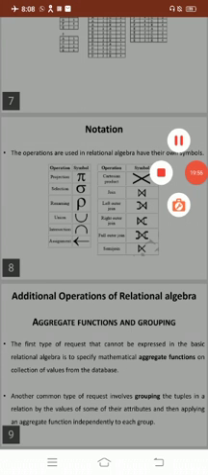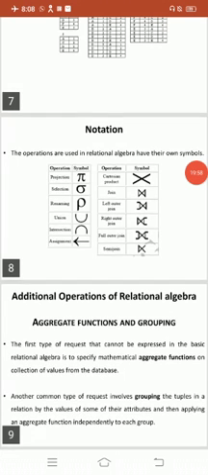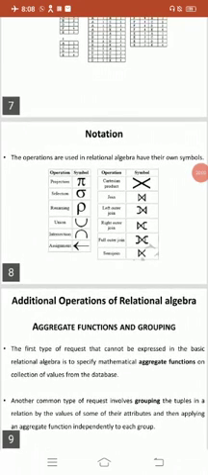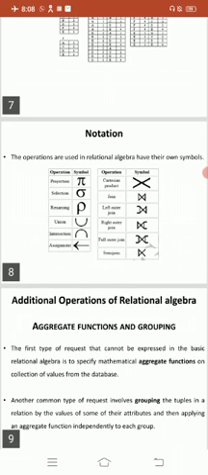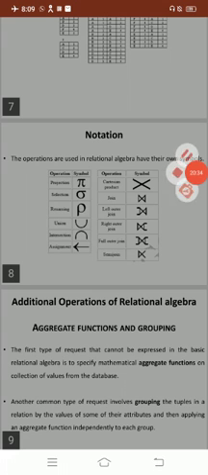So the next point is additional operations in relational algebra: aggregate functions and grouping. What is meant by aggregate functions? The first type of request that cannot be expressed in the basic relational algebra is to specify mathematical aggregate functions on collections of values from the database. That is called aggregation function.